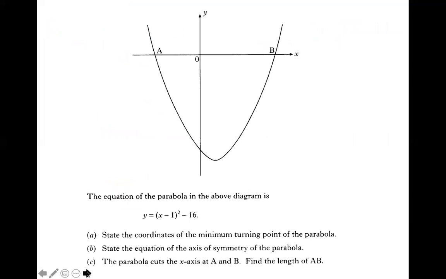So let's have a look here. State the equation of symmetry. So yeah, let's try and do a past paper question. The equation of the parabola in the above diagram is y equals (x minus 1) squared minus 16. State the coordinate of the minimum turning point. Okay, so you've been asked to state the coordinate of that point there.